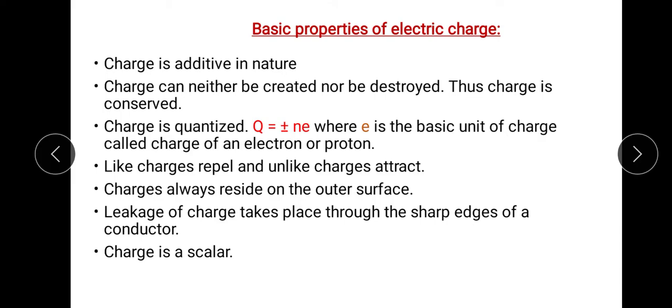What are the basic properties of electric charge? I will read it one by one. Charge is additive in nature. Charge can neither be created nor be destroyed, which says the conservation of charge.